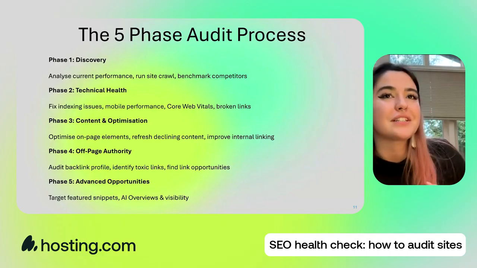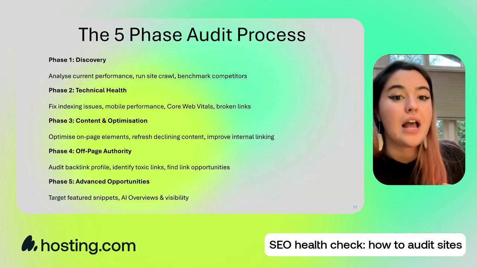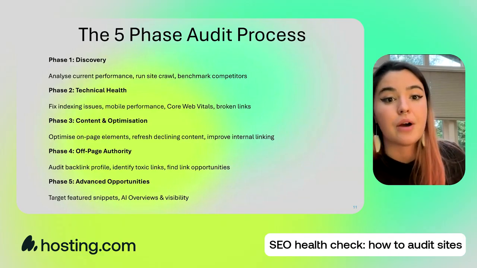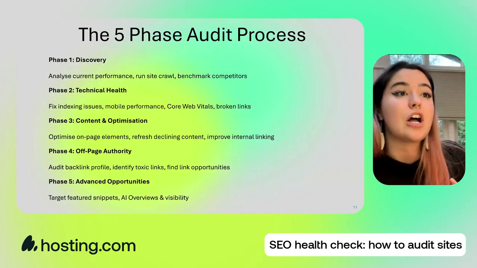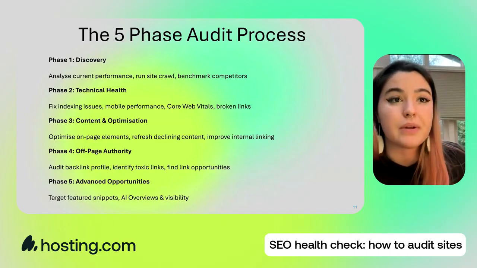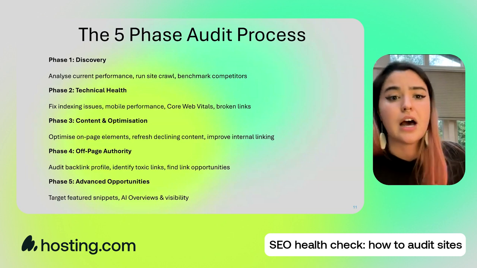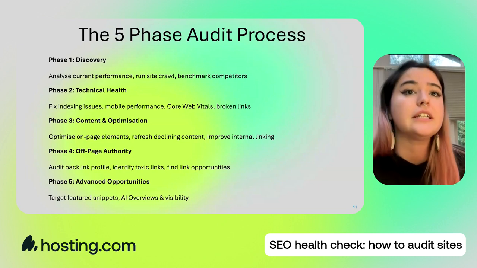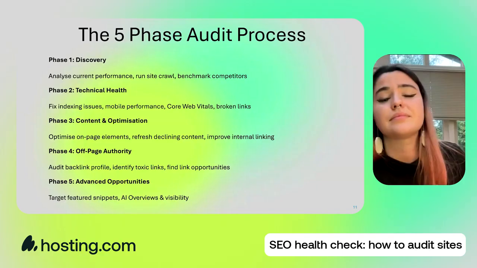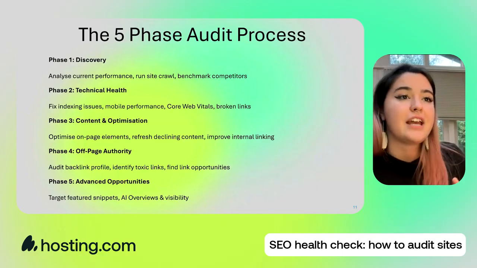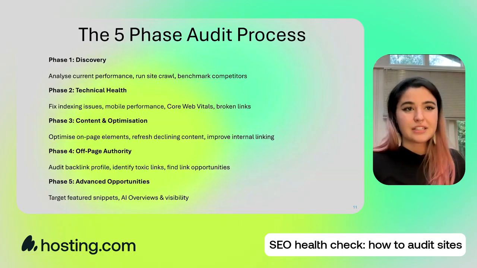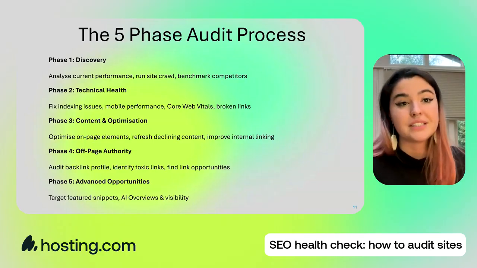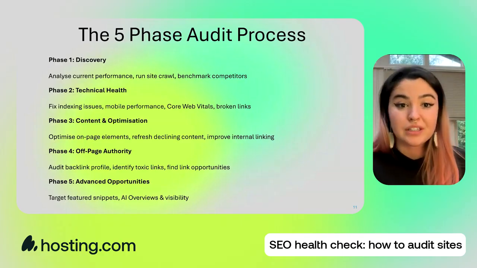Then the technical performance of the site specifically. So how quickly things are loading and how we benchmark against Google's Core Web Vitals. We have the content and optimization. So those different on-page elements like H1s, other title tags, internal links, things of that nature. Off page will be backlink portfolio, and then advanced opportunities, which are things like featured snippets, schema data, AI overviews, and more.